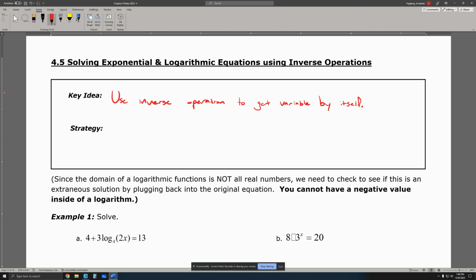So the strategy that we're going to follow, step one, is to solve until you have b to the x is equal to a, or when you have log base b of x is equal to a. What I mean by this is solve until you have that exponential or logarithmic expression or term by itself. So if there are any transformations, vertical stretches or compressions or vertical shifts, on the outside of those functions, we want to undo those first using inverse operations to get these terms by themselves.